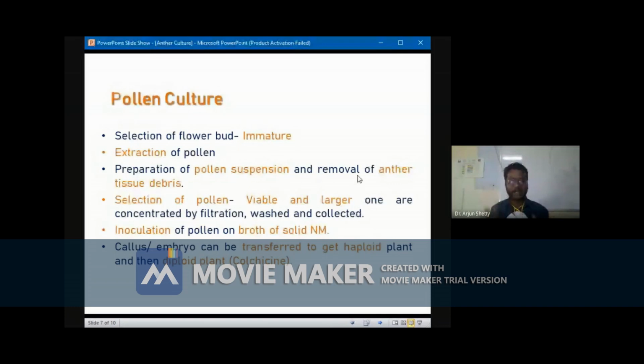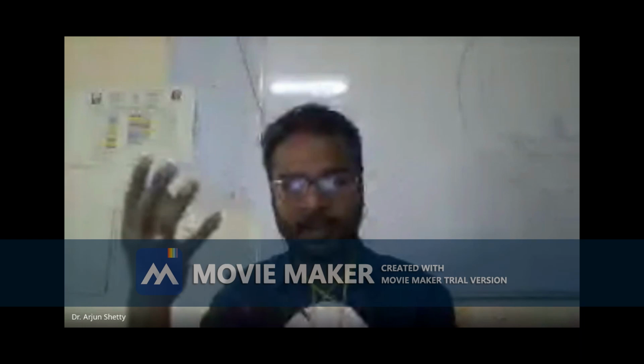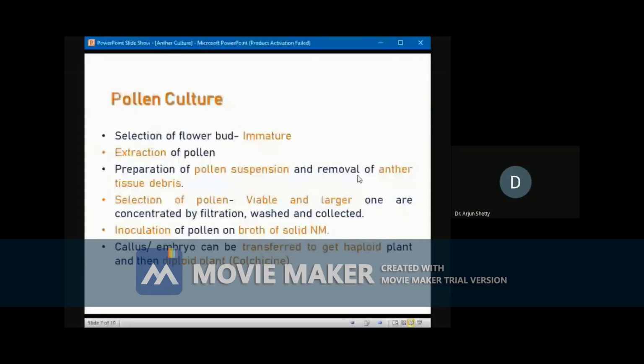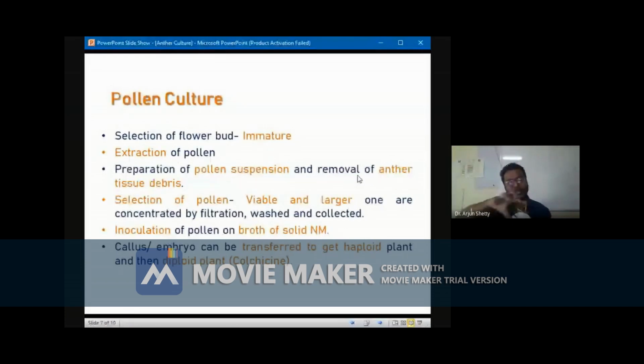and those need to be filtered. After the filtration, the collected pollen grains have to be washed, and after the washing, the pure, viable, and larger pollen grains are collected. The suspension comprising the viable, larger, filtered, washed pollen grains has to be inoculated directly on the liquid medium or the solid nutrient medium. Now here I have inoculation of pollen on broth or solid nutrient medium.